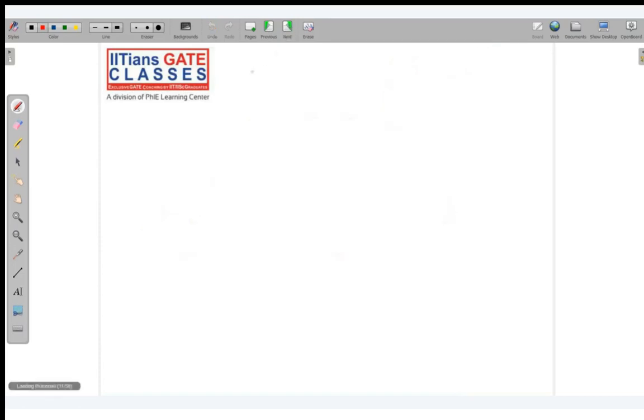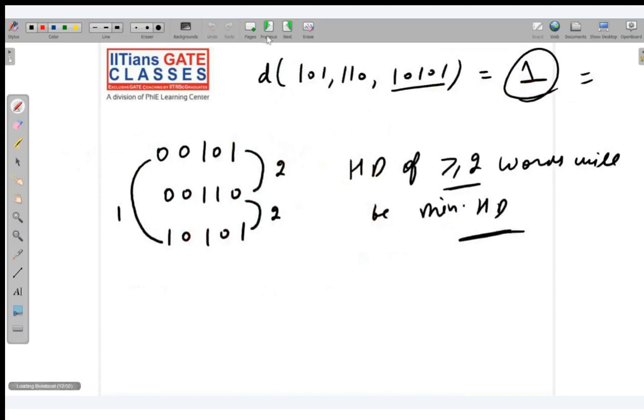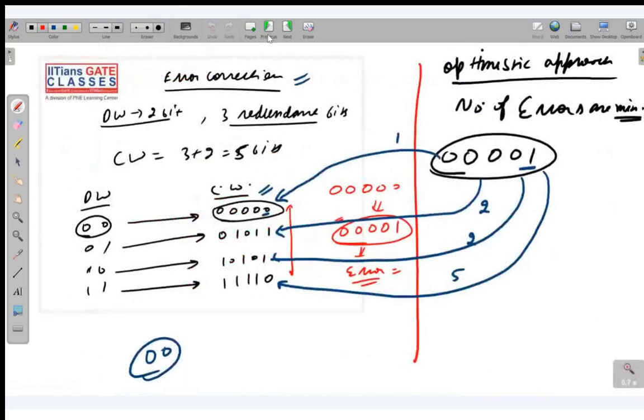So the question arises, sir, why have we studied this Hamming distance term here? So let me link the topic. We have studied error detection. So for error detection, for ED, what should be the minimum Hamming distance? This question has been asked in GATE. What should be the minimum Hamming distance for error detection? Okay, so let me say this. So for error detection, how many bits do we want to detect? That is also the case. So for example, here we were able to detect 1 bit error.